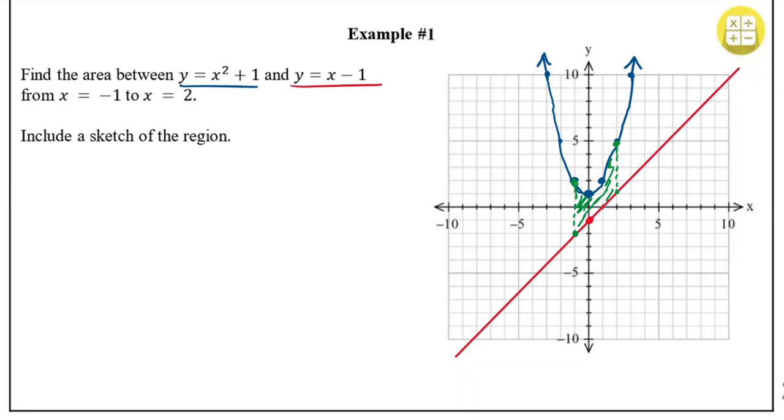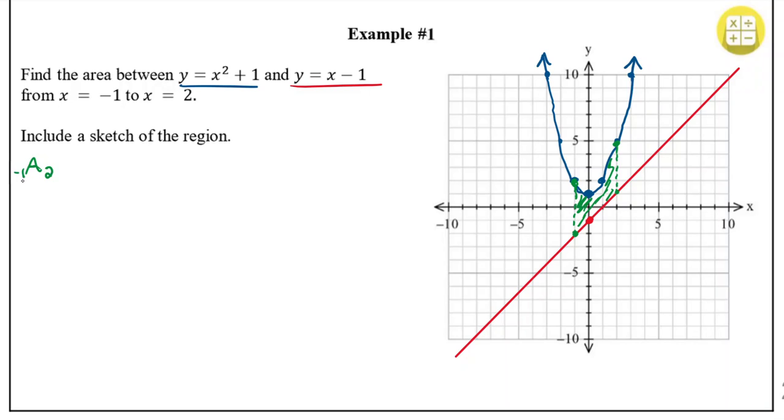So in order to do that, all we're going to do is find the integral of the top function, which would be our blue function in this case, right? Our quadratic, and then subtract our bottom function. And then that really would give us the area between the curves. All right, so we'll say the area, and then I'll say from -1 to 2.